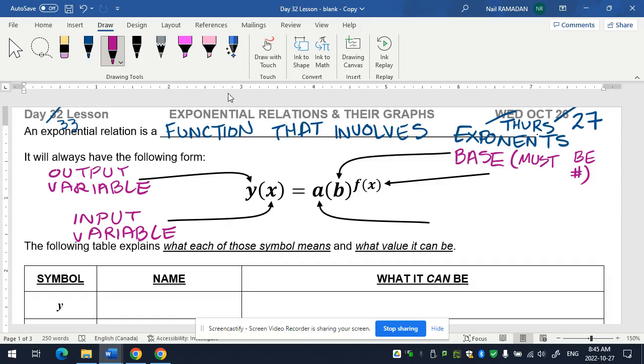What do you call all of this? Technically, what do you call f of x? It's on the top. So what do you call it? Exponent. However, this exponent is also a function. What do you call any f of x? A function. So you can call it the exponent function.